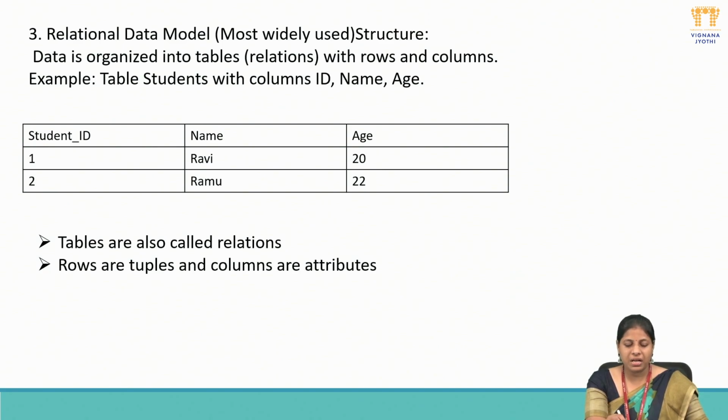Next one is relational data model. This is a very important one. We mostly use the relational data model. In this relational data model, we store the data in the form of tables. Tables are also called relations. Rows we call tuples. Columns we call attributes.